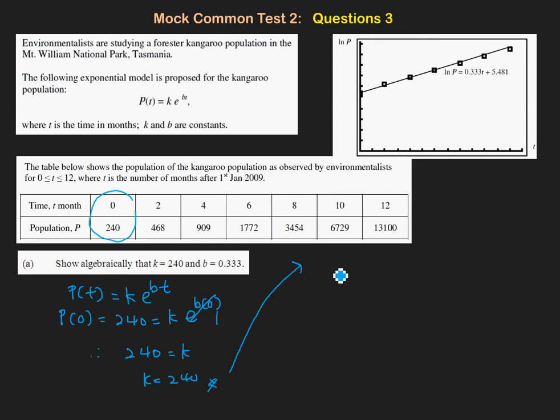Moving on. How do we show that b is 0.333? I'm going to cheat a little bit, because you see that the model is given. This is linearized. It means that when we take ln of a certain exponential function, what we get is a linear function. So we start with P(t) again. Now we know K is 240. We take ln of both sides.